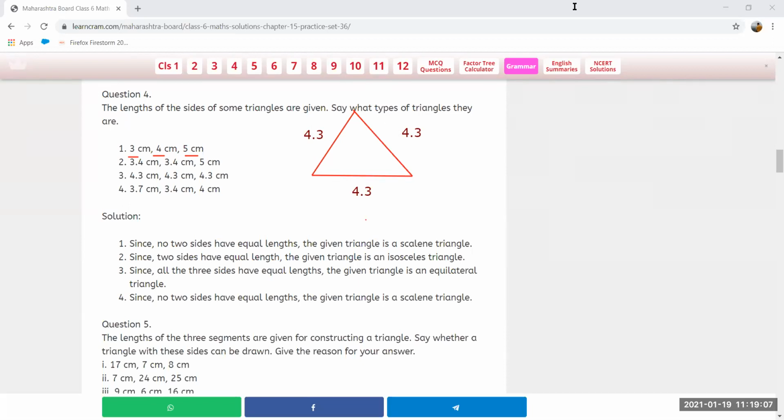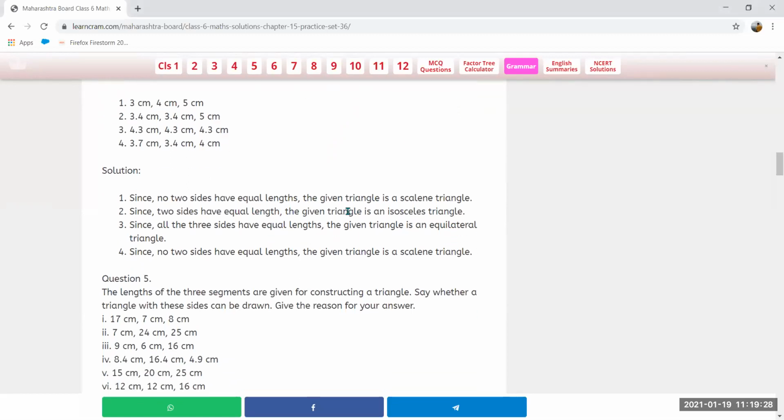Equilateral triangle. Very good. If all the sides of a triangle are equal, then it is known as equilateral triangle. Yes, clear everyone? Everyone understood this? Yes. Now let's move on to another sum.